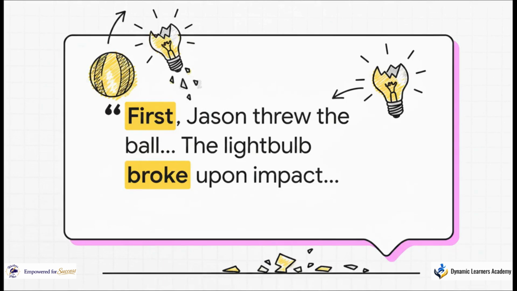So let's read the dramatic during section. First, Jason threw the ball. It went upward and struck the light bulb on the ceiling. The light bulb broke upon impact, and pieces of glass fell onto the floor. Look at how objective that is. It just recounts exactly what happened with the ball and the broken glass, step by step.